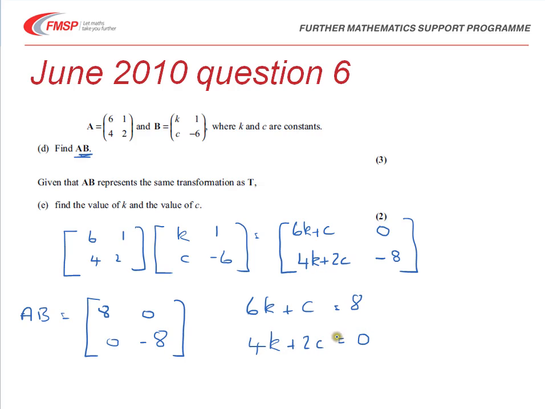Well, these are simultaneous equations which you can solve in many different ways, of course, by adding, subtracting, or multiplying. Perhaps the easiest way here is to see from the second equation that c is equal to negative 2k, and then substituting that into the first equation gives us that 4k is equal to 8, and therefore k equals 2 and c is equal to negative 4.